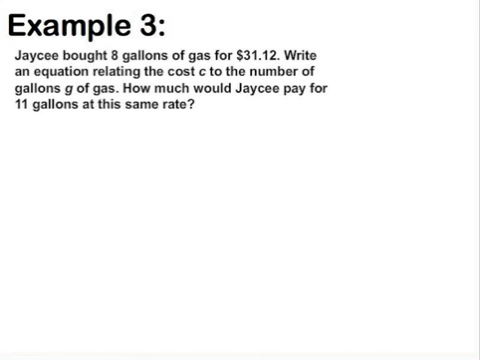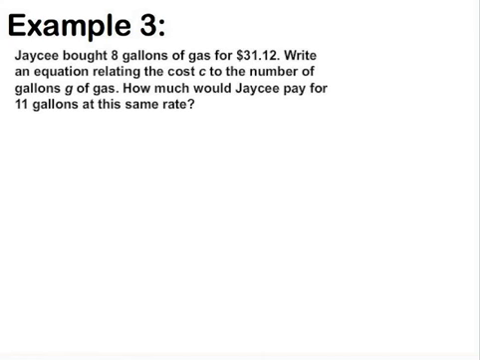All right, here's the last example before I give you the problem of the day. JC bought 8 gallons of gas for $31.12. Write an equation relating the cost C to the number of gallons G of gas. How much would JC pay for 11 gallons at the same rate? Now, in this particular situation, you were given one variable that you're not going to need to use. They gave you two variables, but one of them is actually an arbitrary variable that you're not really going to need to use. So the question asks, how much would JC pay for 11 gallons at the same rate?